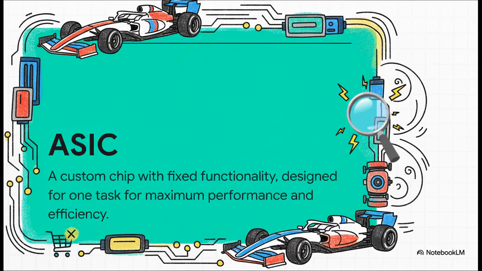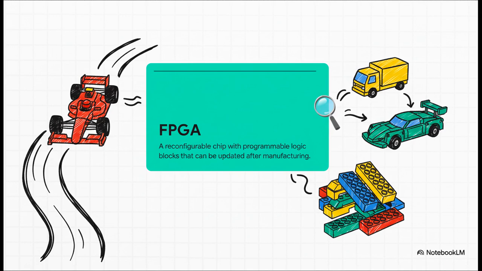Okay, so first up, the ASIC. The best way to think about an ASIC is to picture a custom-built Formula One race car. Every single component, every curve, is engineered for one thing and one thing only, to go around a track faster than anything else. You can't take it to the grocery store, it's not versatile at all, but for its one specific job, absolutely nothing is faster or more efficient. That's an ASIC.